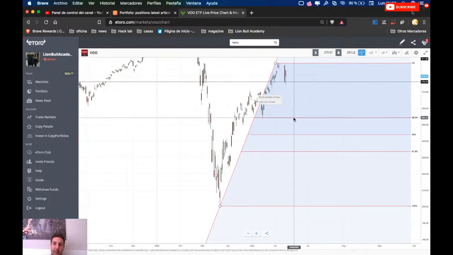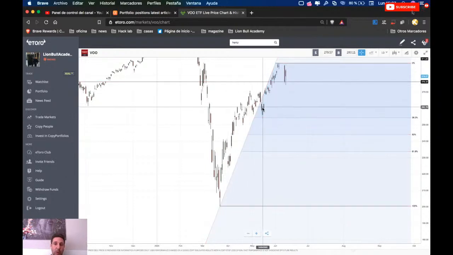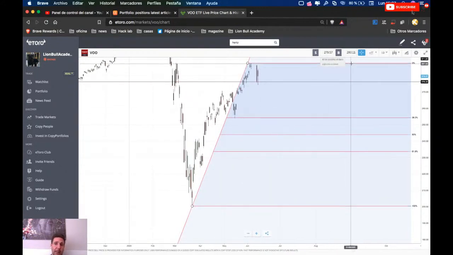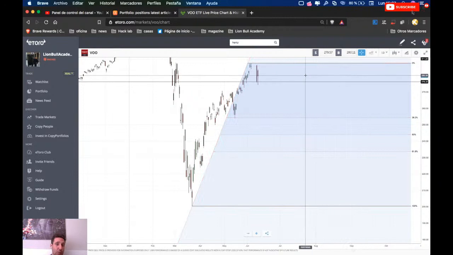So I will wait for exactly this 38.2 that you can see also already bounced one time here in the past. So that's exactly how you choose one position in the index, really simple, just by the Fibonacci market. It's really not so complicated.